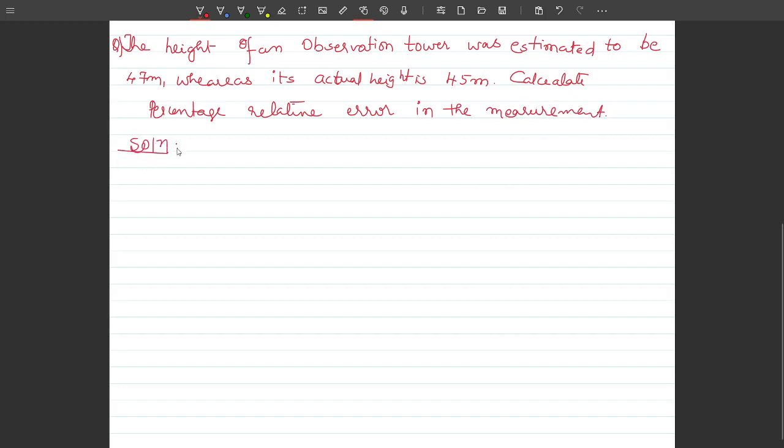It is given that the height of an observation tower was estimated to be 47 meter, whereas its actual height is 45 meter. You have to calculate the percentage relative error. Your actual value x is equal to 45. The approximated value, let me take it as x dash, is 47. The percentage relative error EP is equal to magnitude of x minus x dash divided by x into 100. If you substitute everything, you will get 4.4 plus. Please write the substitution in your notes. Next we'll see the next question.